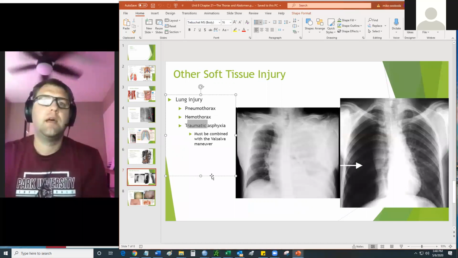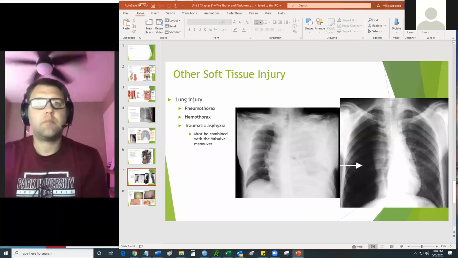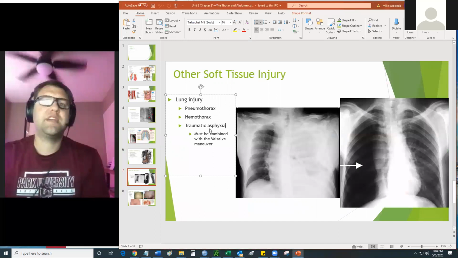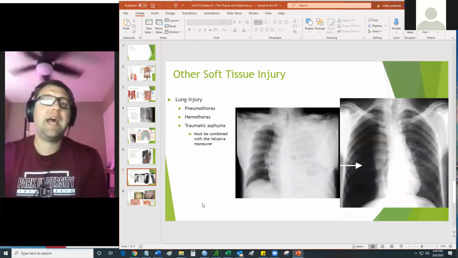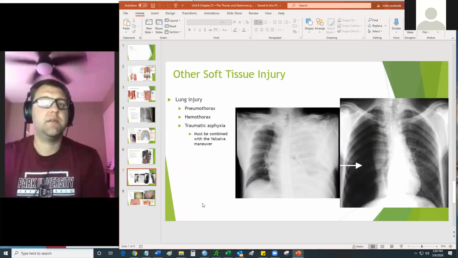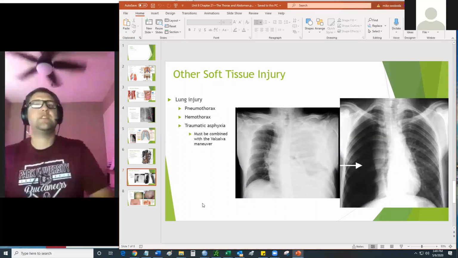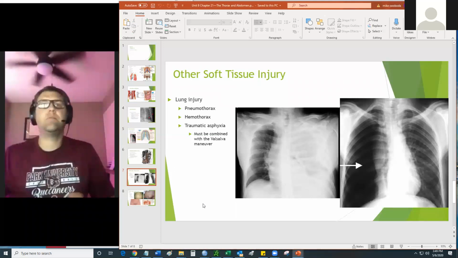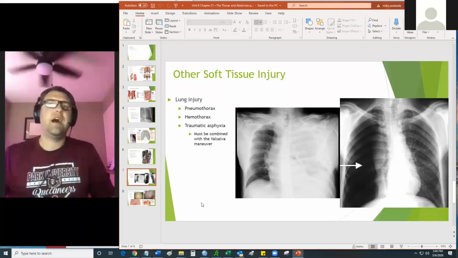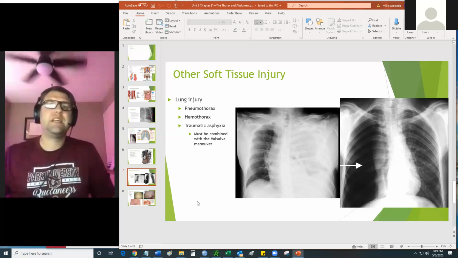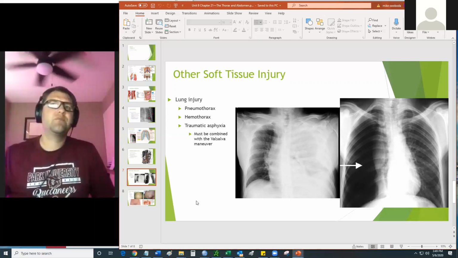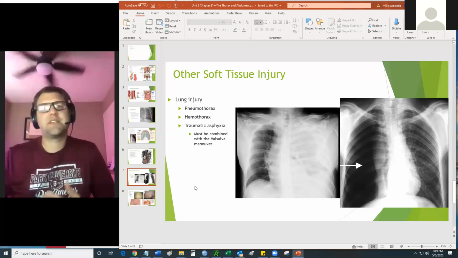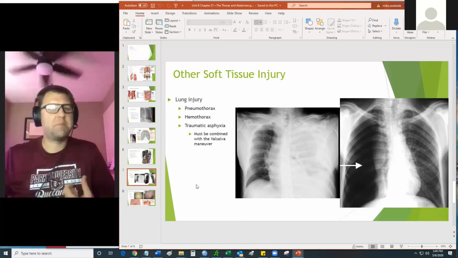And then traumatic asphyxia. If you are asphyxiated, you can't breathe. If you have traumatic asphyxia, that means essentially that you have crushed your windpipe. I don't really want to say that you've had an asthma attack because that's not traumatic. So really it's just going to primarily be if you crush your windpipe. Either way, not a good thing.